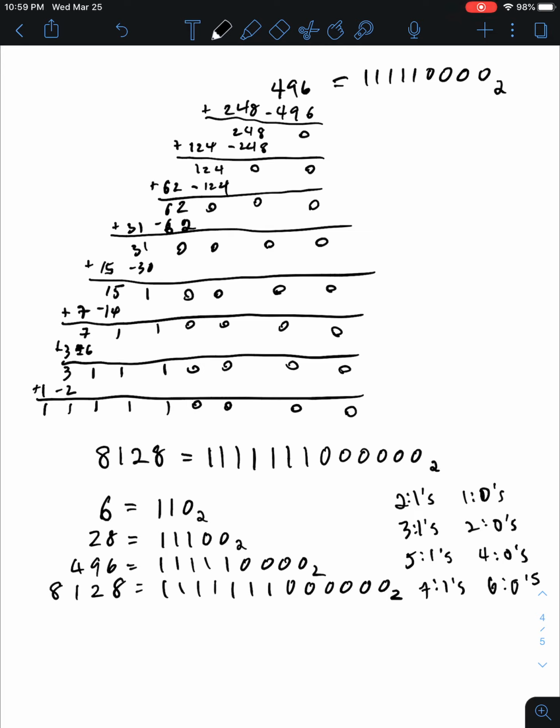One thing is that the number of zeros is 1 less than the number of ones. So here there's 2 ones and then 1 zero, 3 ones and 2 zeros, 5 ones and 4 zeros, 7 ones and 6 zeros. So that's certainly something we notice about these patterns in base 2.